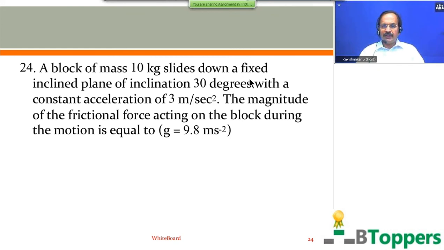A block of mass 10 kg slides down a fixed inclined plane of inclination 30 degrees with a constant acceleration of 3 meters per second square. The magnitude of the frictional force acting on the block during the motion is equal to. Come on, try that question. Now take G as 9.8 meter per second square. You are given the 4 options on the screen.